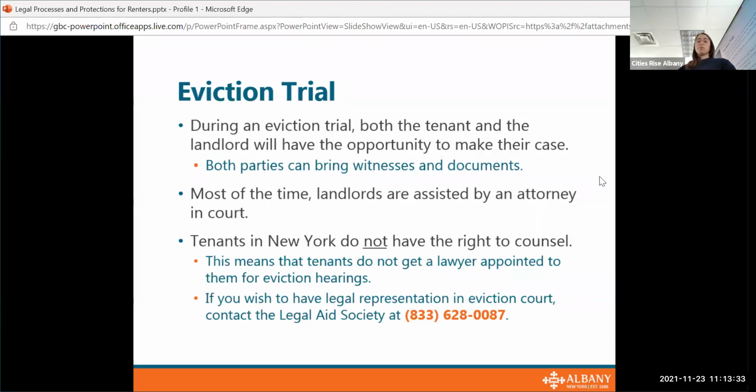And in Albany, we do see that most of the time landlords in court do have an attorney. Currently in Albany and in New York State, tenants do not have the right to counsel. So that means that unlike in some other types of court cases, such as in a criminal case where you would have a public defender appointed to you, tenants in Albany do not get a lawyer appointed to them for eviction hearings. However, if you do want to have legal representation in eviction court, which is always a good idea to try and make that happen, I would recommend contacting the Legal Aid Society.